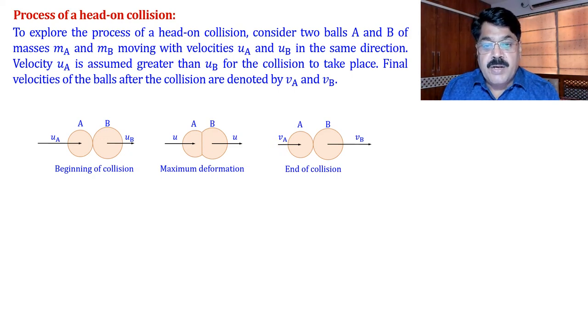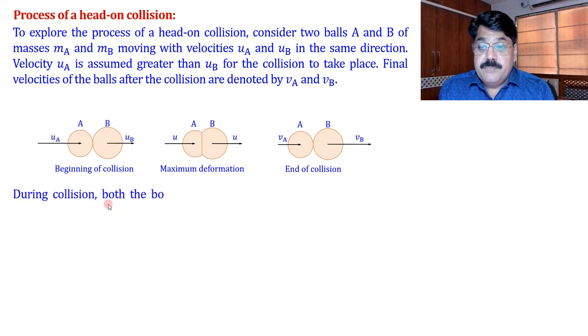Again, for the interaction to cease, what is necessary? Either VA will be equal to VB, or VB must be greater than VA. So these are the two conditions. So before the collision, UA must be greater than UB. But at the end of collision, either both the velocities are equal, or the velocity of body A is greater than that of body B.